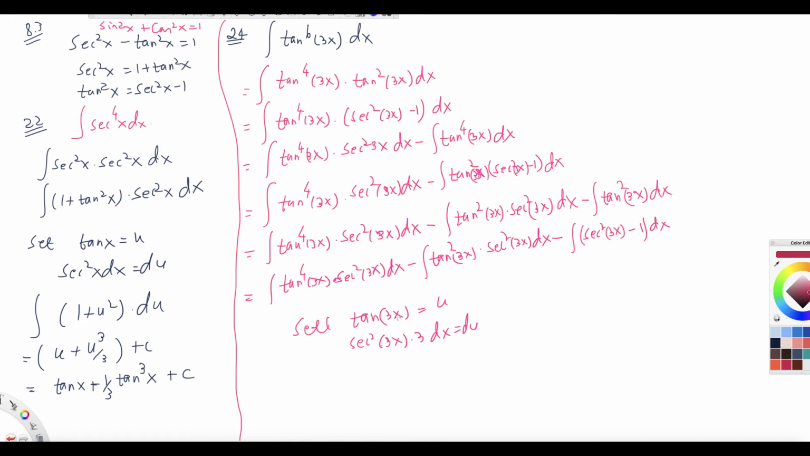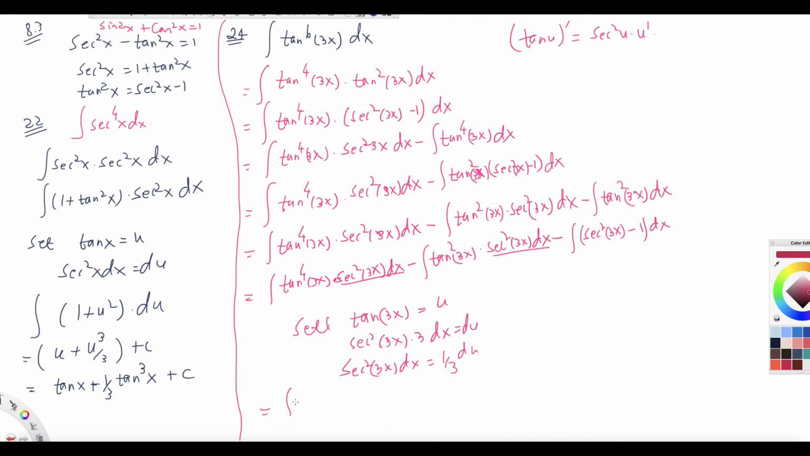So if you set that as u, tangent u, the derivative of tangent u is, what is the derivative of tangent u? Tangent u prime is equal to secant square u times u prime. That's what you get. Okay, so what is secant square 3x dx then? Because we have secant square 3x dx here also. So that will be 1/3 du. So what does that integral look like?